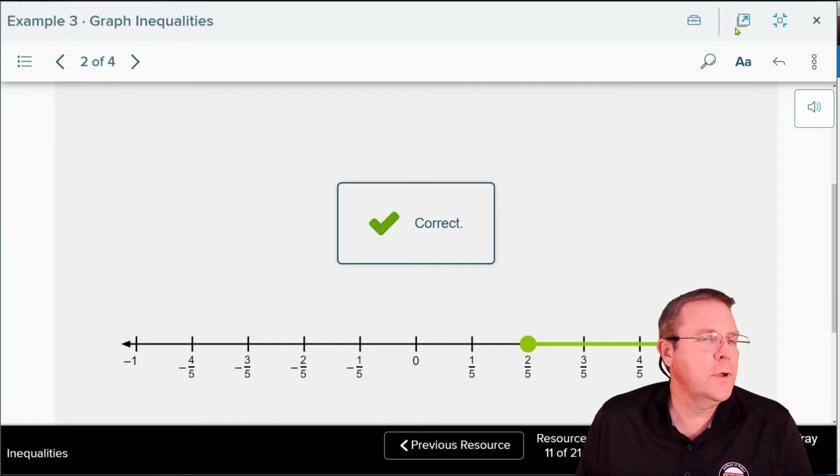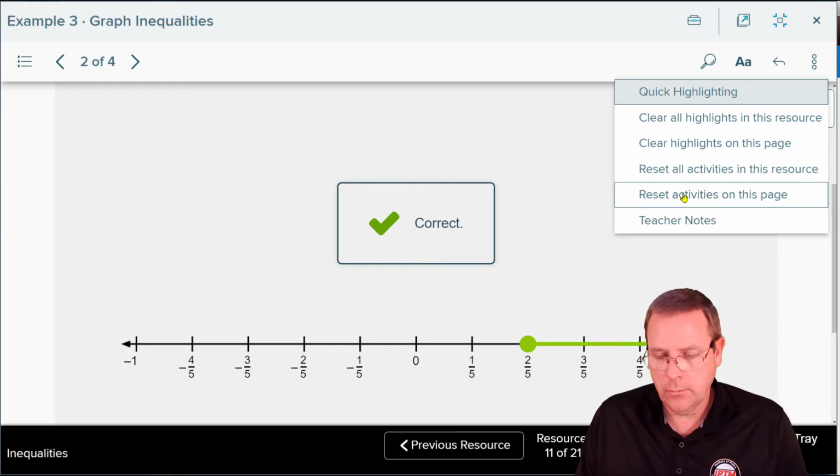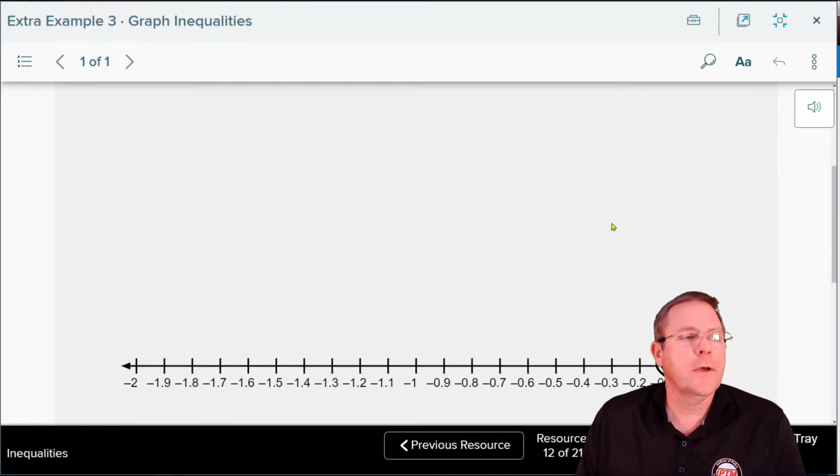Alright, your turn. You guys go ahead and move on to the next problem and work it on your own. And that next problem is going to be x is less than or equal to negative 1.2. Go ahead and stop the video and work on that one on your own.